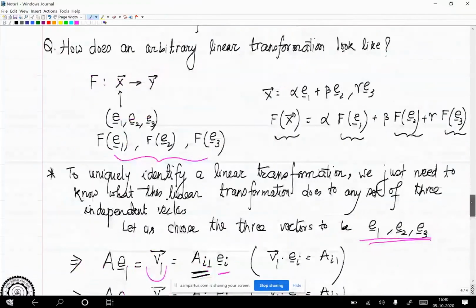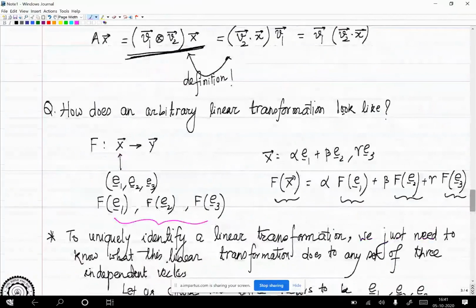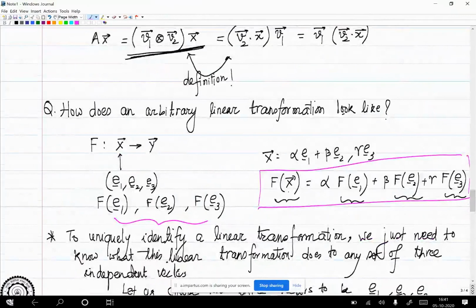Let me go up there. You see this thing here? This I could write for any arbitrary x in the vector space only if your E1, E2, E3 were all linearly independent.